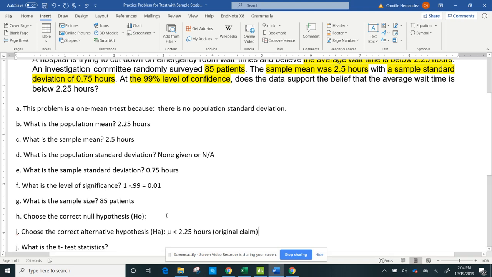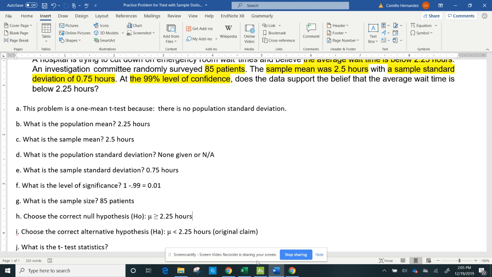So then what does that make my null? My null is going to be, because I'm using the less than there, the mean is greater than or equal to 2.25 hours. And that's not my original claim. Right? So now it wants me to do my t-test statistic.